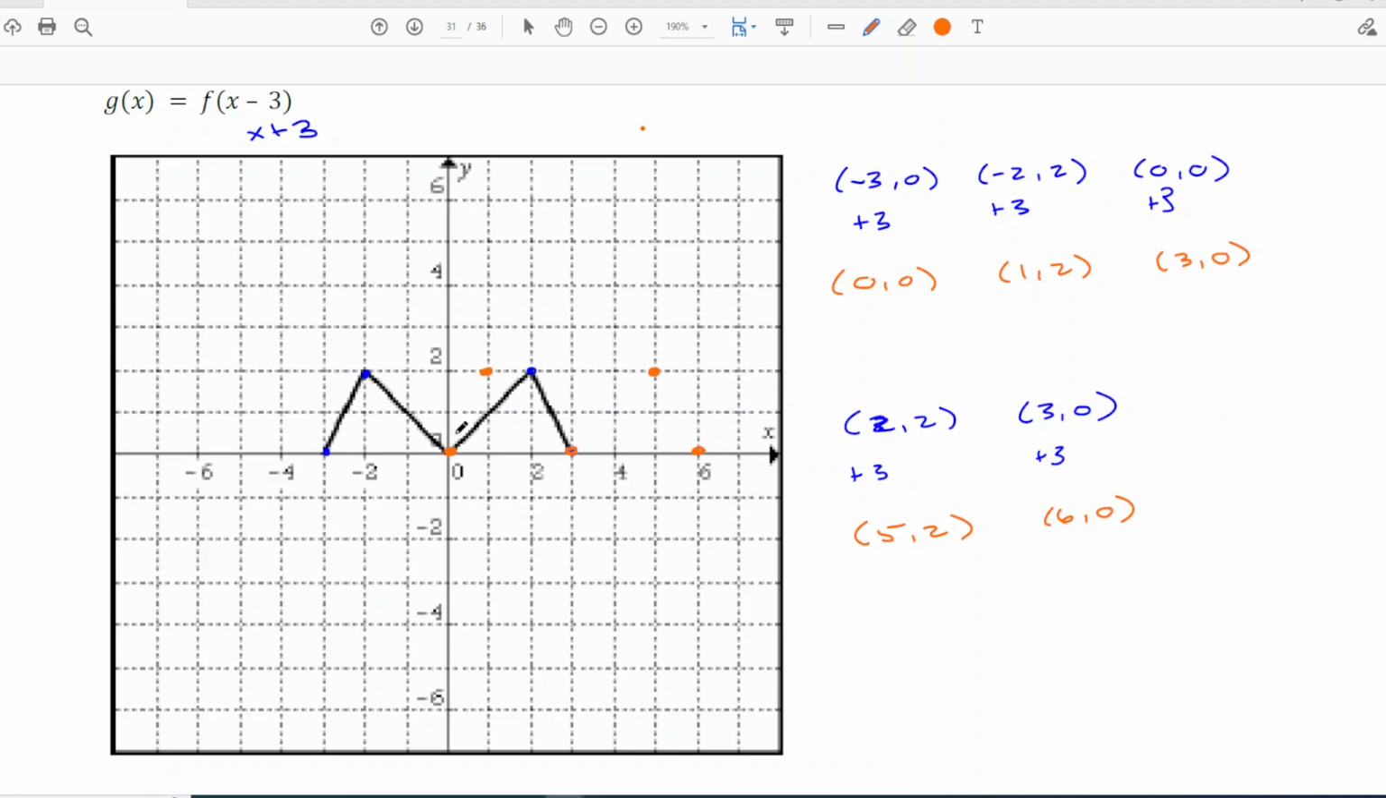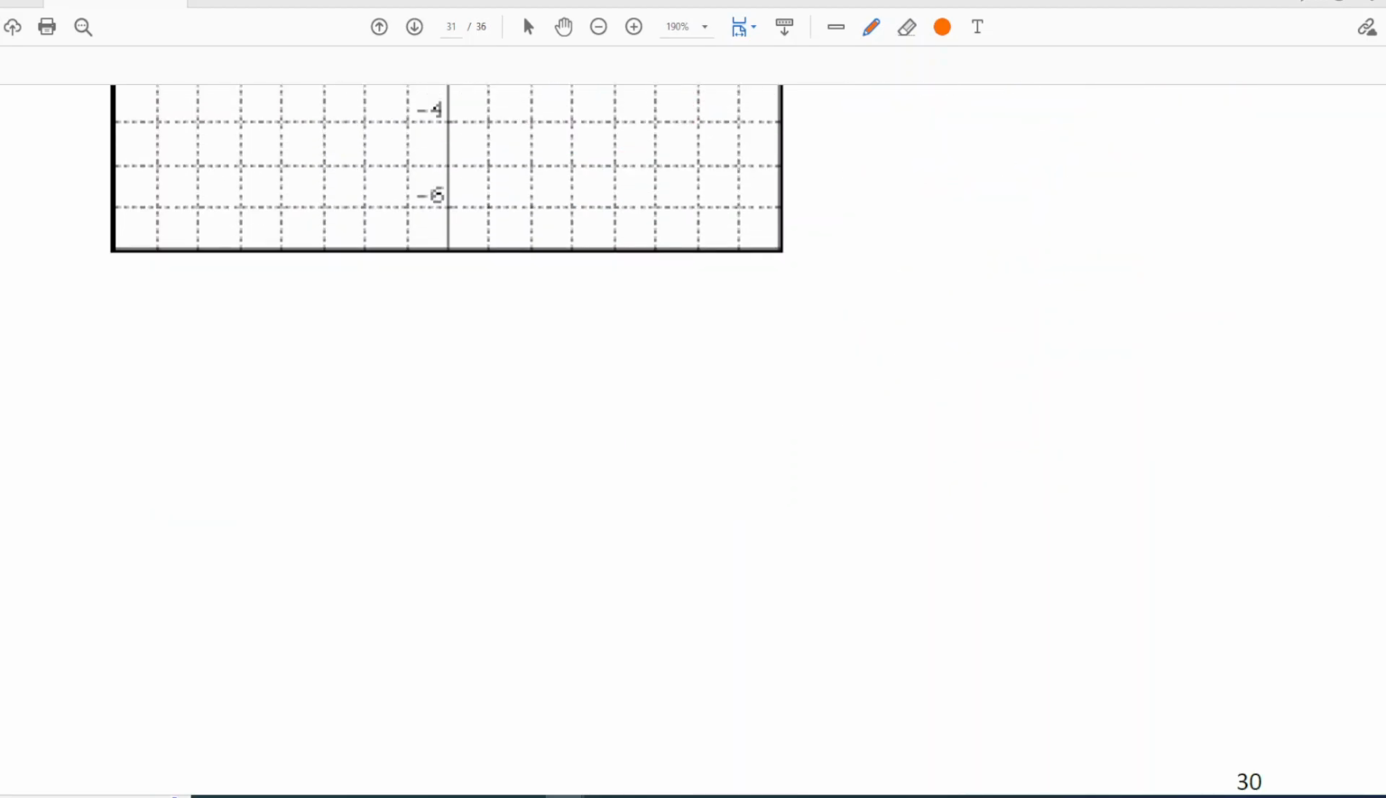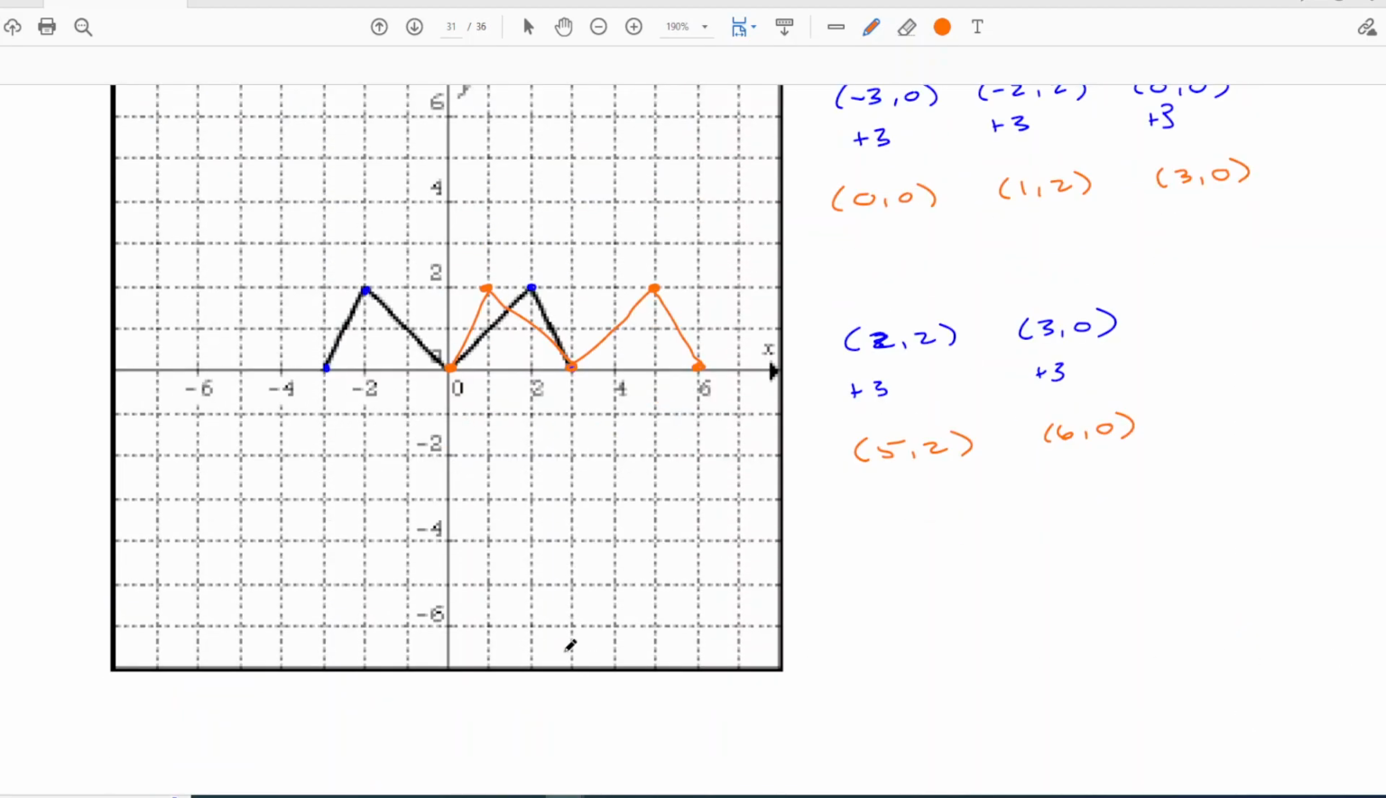So if you don't want to write out all the points and it's an easy transformation, you don't have to. There's no marks for that. The marks on the test will come from me checking that each of these points is correctly transformed. All right. That's the end of the horizontal translation.